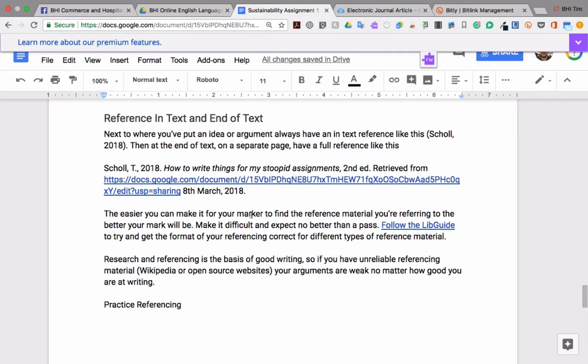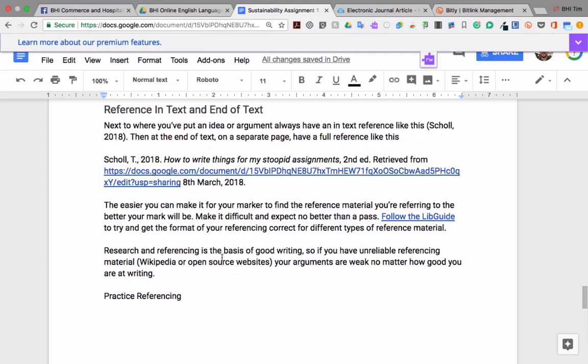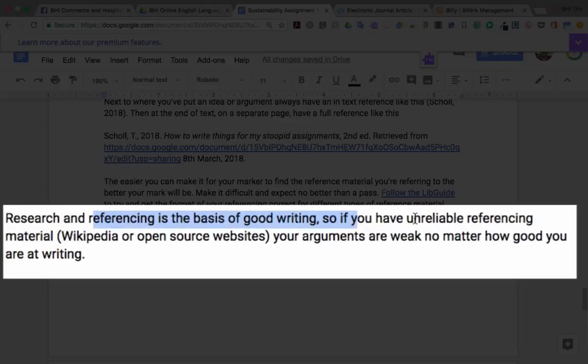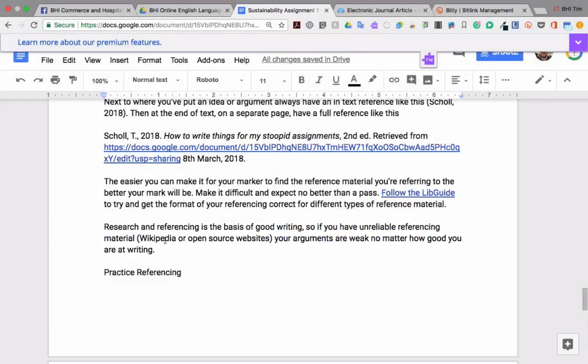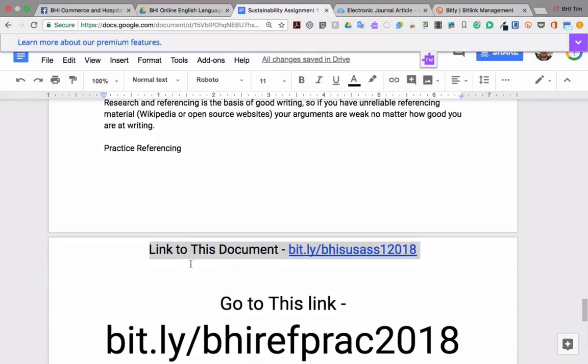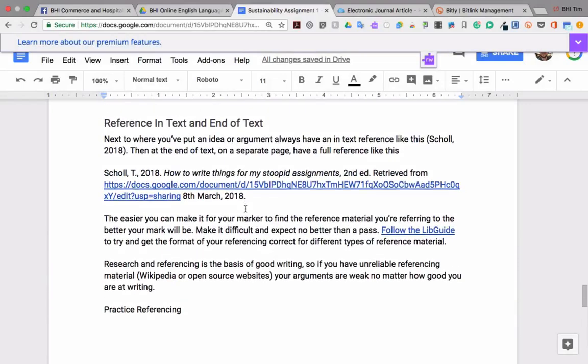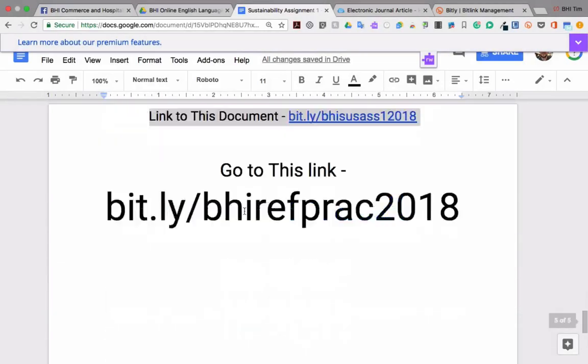If your referencing isn't good, the rest of your paper falls down really quickly. Research is the basis of good writing. So if you've got unreliable reference material like Wikipedia or other open source websites, no matter what you do, your arguments will always be weak and you won't be able to write all that well.